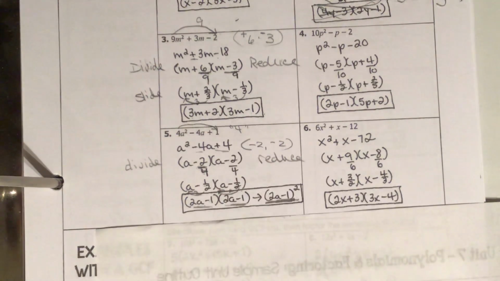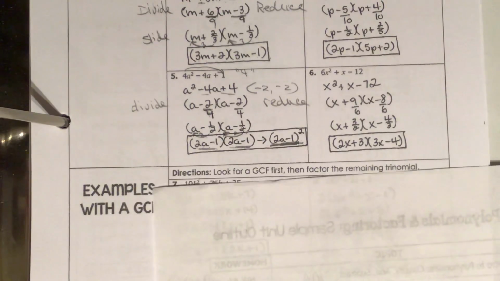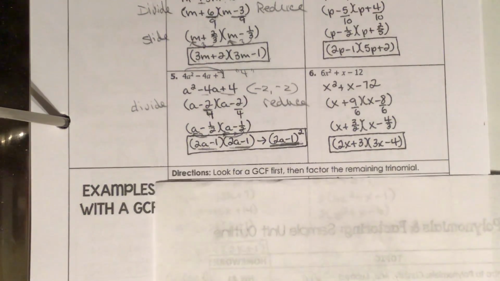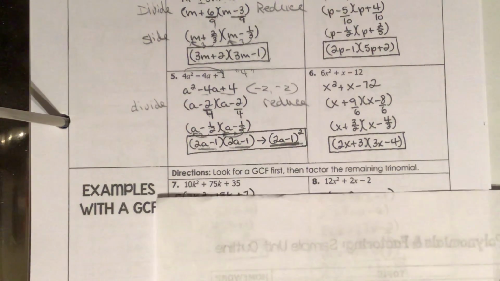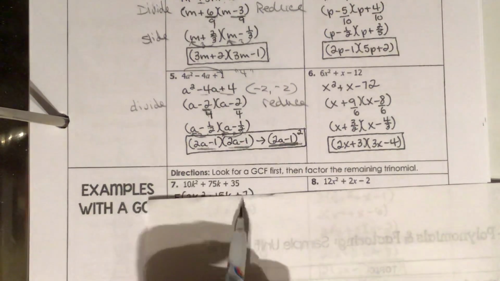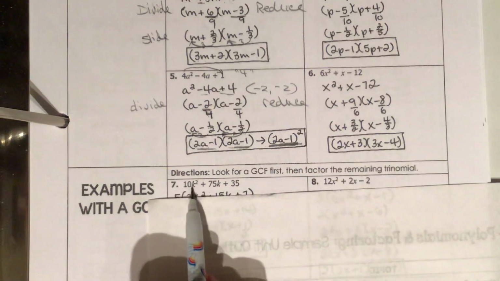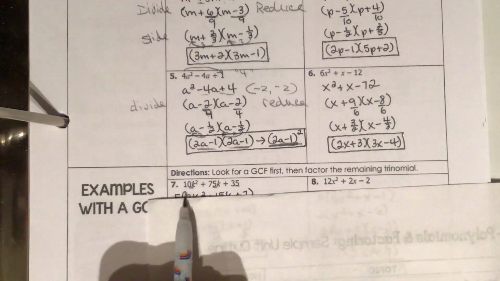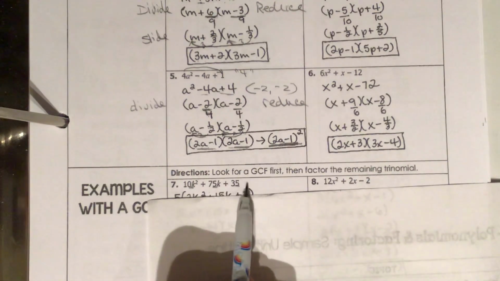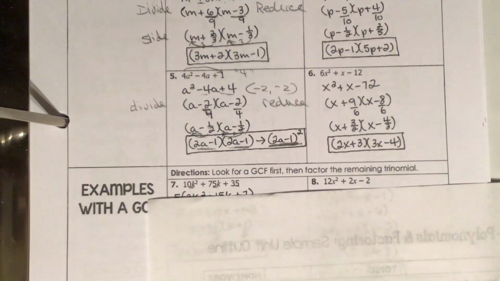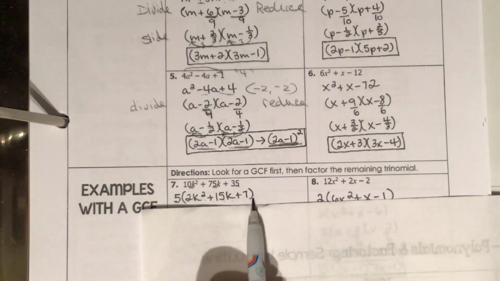You can do number 6 on your own. Let's do some examples with the GCF. Look for a GCF first, then factor the remaining trinomial. So when we see this one, we see these all have a 10, a 0, or a 5 on the end. So we know we can factor out a 10 or a 5. It won't be a 10 because 10 won't go into the set, but it will be a 5. So it makes 2k squared plus 15k plus 7.